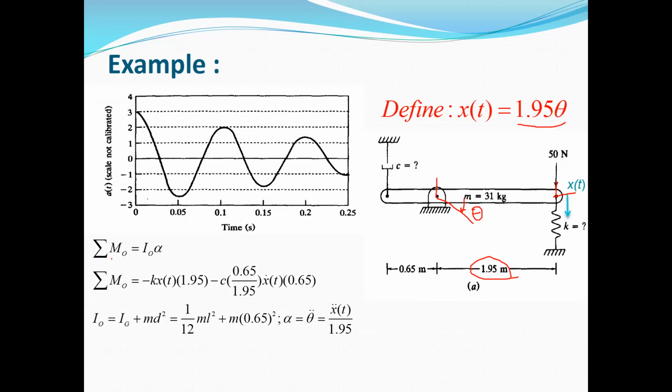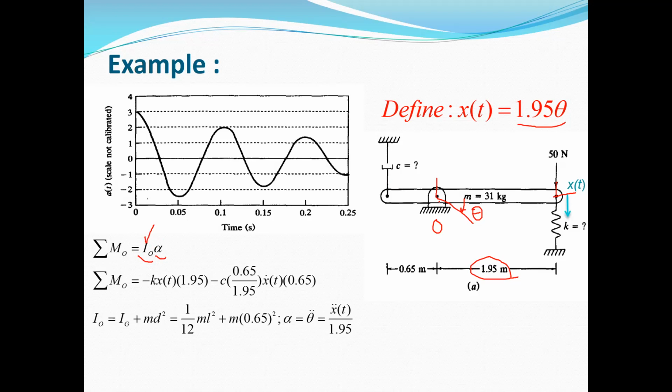We can write the moment equation according to Newton's second law. We have the moment equation about point O. As I told you, this is point O, the rotation point. It must be equal to I_O times alpha, where I_O is the mass moment of inertia about point O, and alpha is the angular acceleration, or theta double dot. So it's very important that this is I_O, not I_G. I mean, it's not the mass moment of inertia about the mass center. This is the mass moment of inertia about the fixed point O.